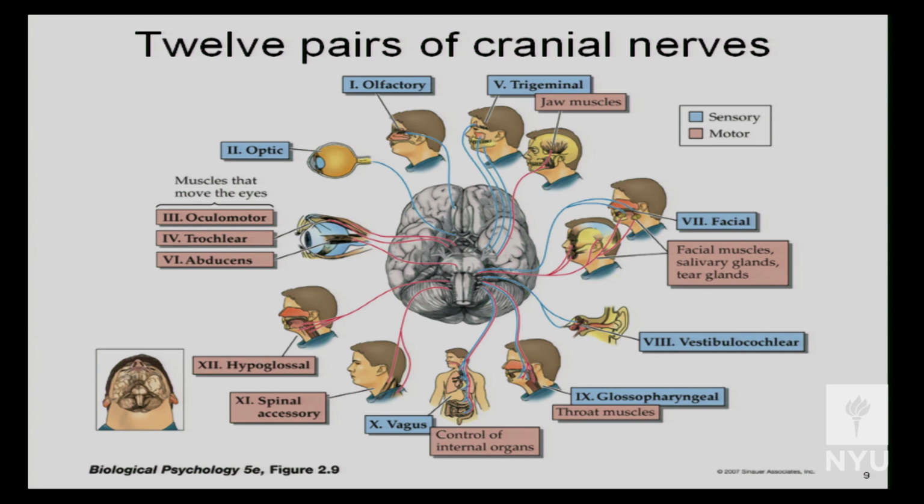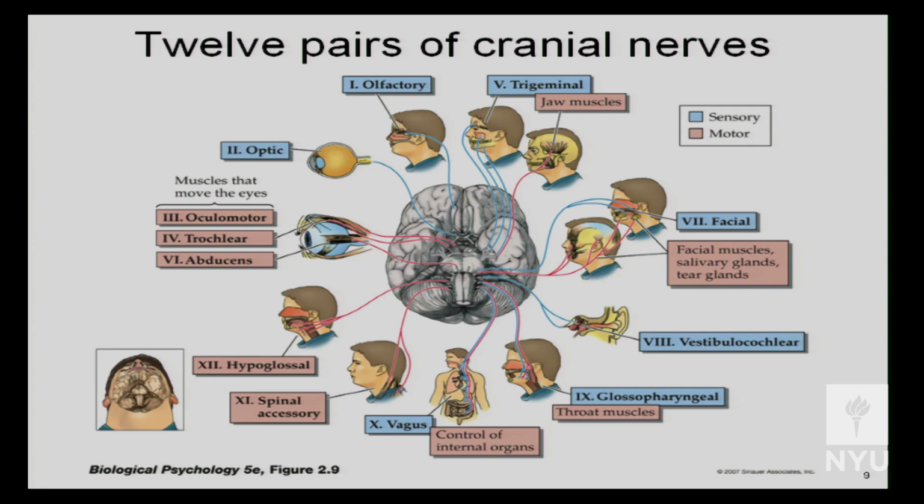Nerve 10, a very, very complex nerve, the vagus nerve. This nerve is associated with what we're going to talk about in the next set of peripheral nervous system functions. That is part of the autonomic nervous system. The vagus nerve, again, is a big, complex, mixed nerve. It has sensory and motor inputs.